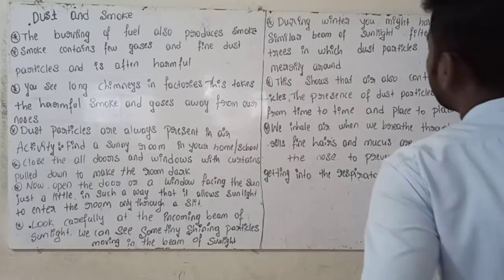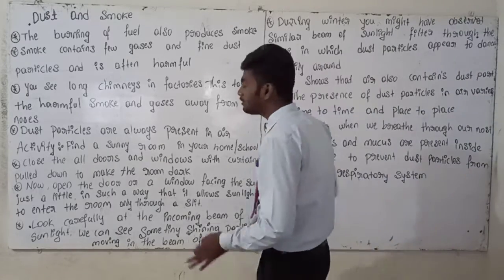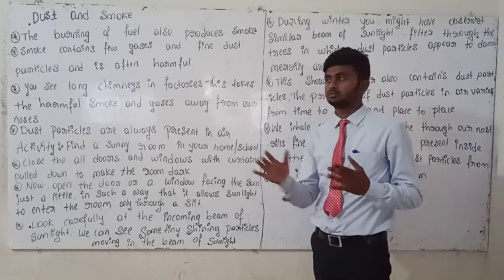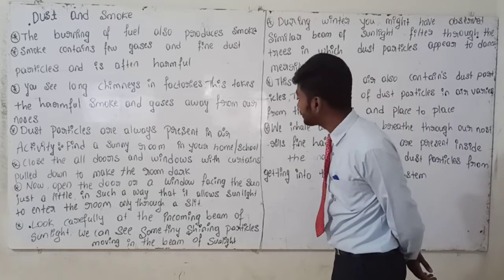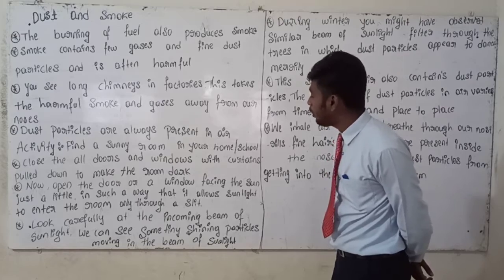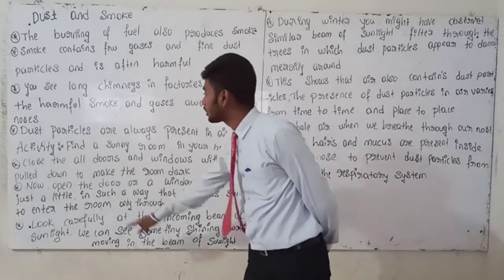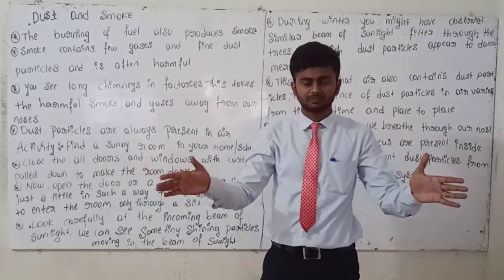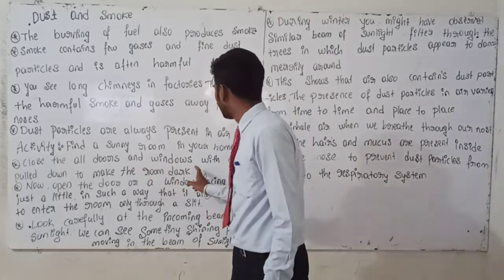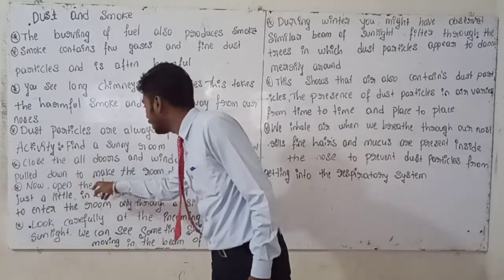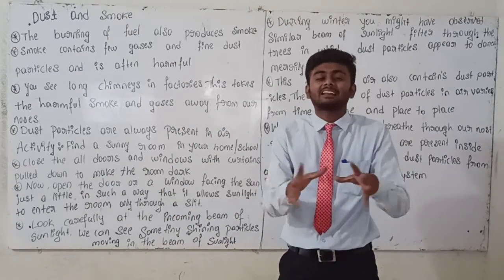See what I'm telling now. First of all, select the sun-facing room. Afterwards, in your home or school, whatever you do, close all the doors and the windows with the curtains pulled down to make the room dark.